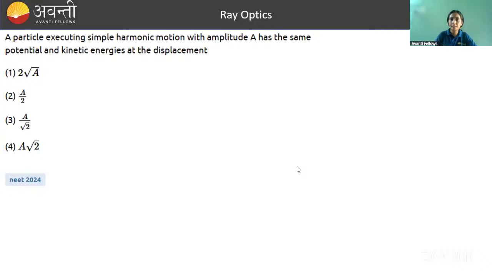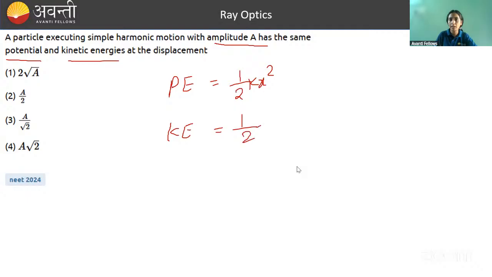क्वेश्चन क्या है, पार्टिकल एग्जीक्यूटिंग सिंपल हार्मोनिक मोशन विथ एम्पलीट्यूड ए हैज द सेम पोटेंशियल एंड काइनेटिक एनर्जी। अगर आप पोटेंशियल एनर्जी की बात करो तो क्या लिखोगे, हाफ के एक्स स्क्वायर। इफ यू टॉक अबाउट काइनेटिक एनर्जी देन यू विल राइट हाफ एम वी स्क्वायर। ठीक है, एंड दीज टू थिंग्स आर सेम, potential and kinetic at certain displacement is same. So the question is, what will be that position of particle where these two things will be same?